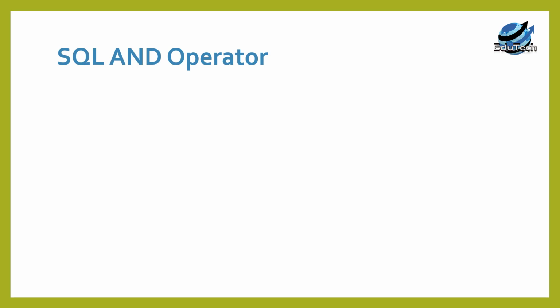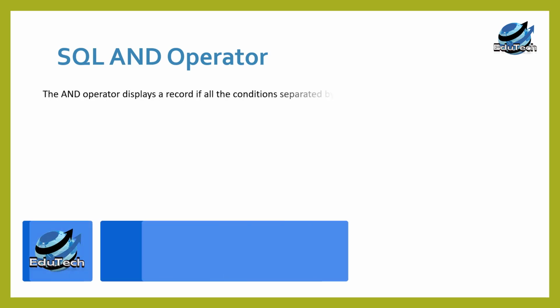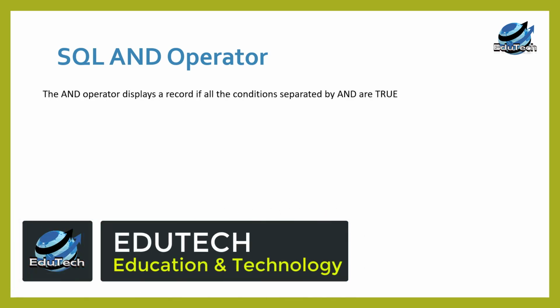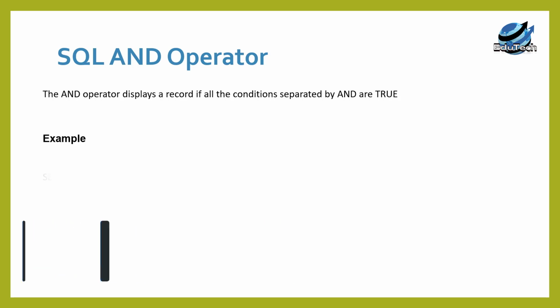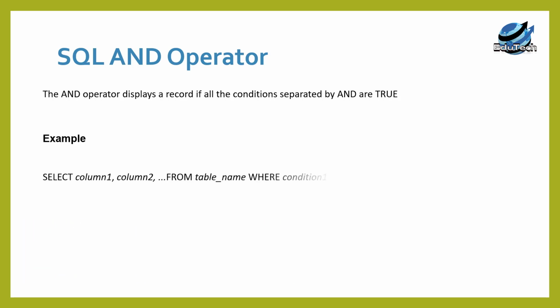SQL AND Operator. The AND operator displays a record if all the conditions separated by AND are true. Example: select column 1, column 2 from table name where condition 1 and condition 2 and condition 3.